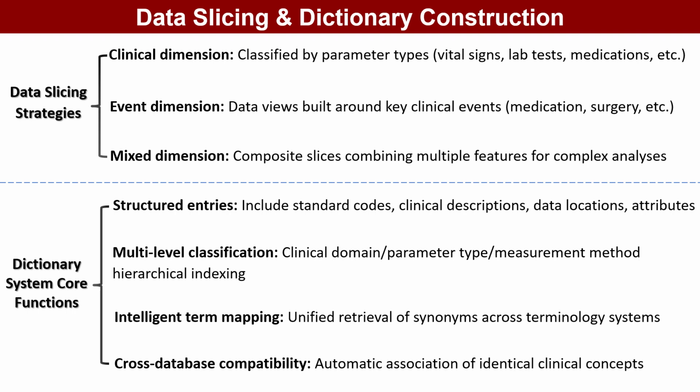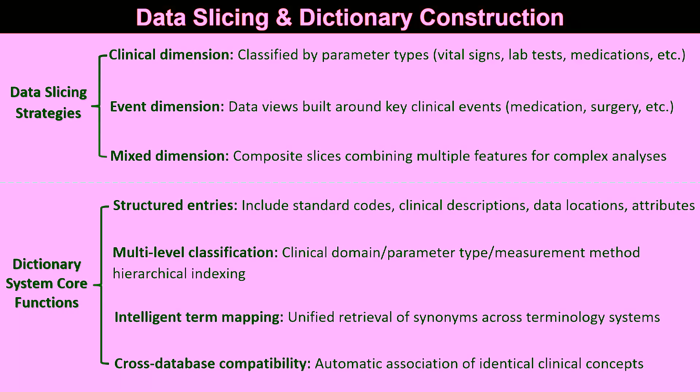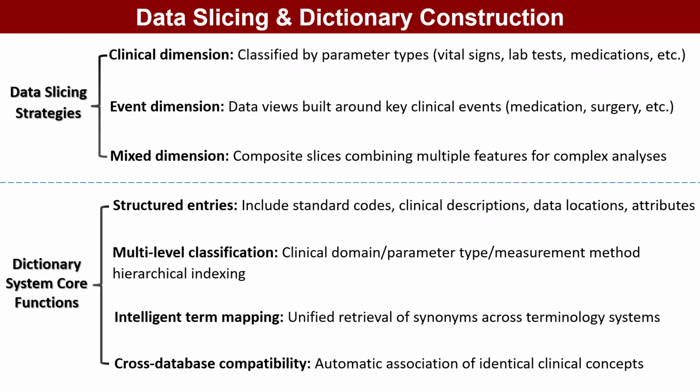The dictionary system bridges user queries and data slices. Its key elements: a coding description location attribute structure with standard coding, clinical description, data location and attributes per entry, a multi-level classification system hierarchical by clinical fields, parameters, and measurement methods, synonym mapping for unified term retrieval across terminologies, and cross-database compatibility to map identical clinical concepts between databases. It lets researchers use standardized terms for data retrieval and analysis.